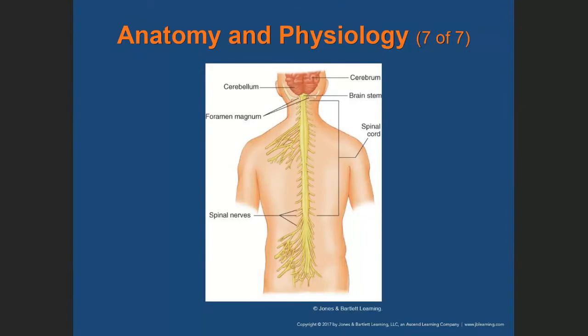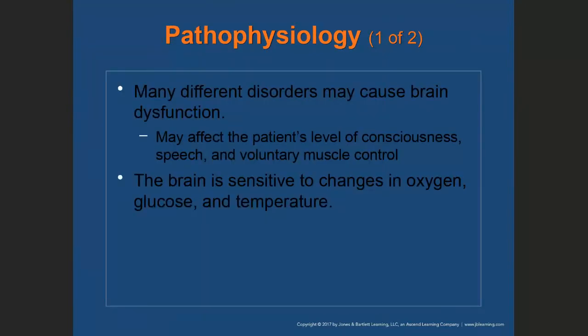And that's the review. Now let's focus on the pathophysiology. Many different disorders may cause brain dysfunction, and may affect the patient's level of consciousness, speech, and voluntary muscle control. The brain is very sensitive to oxygen, glucose, and temperature.